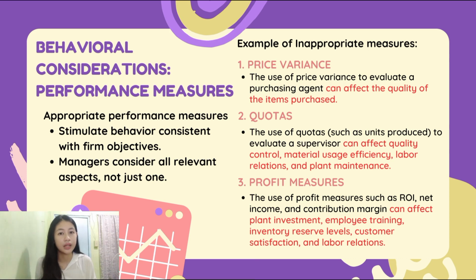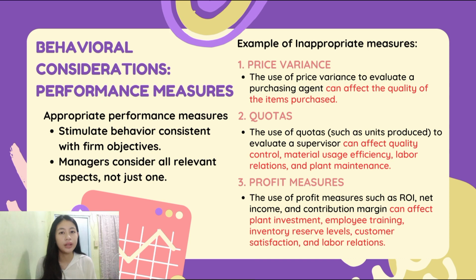For example of some inappropriate performance measure is the price variance. Price variance, it can affect the quality of the items purchased. Kasi if magiging mataas ang price variance natin, ang mangyayari ay maghanap tayo ng bago kung saan pasok yung price natin, which is maapektuhan naman yung quality ng product. Next example is quotas. It is also considered as inappropriate performance measure because it can affect the quality control, material usage efficiency, labor relations, and plant maintenance.